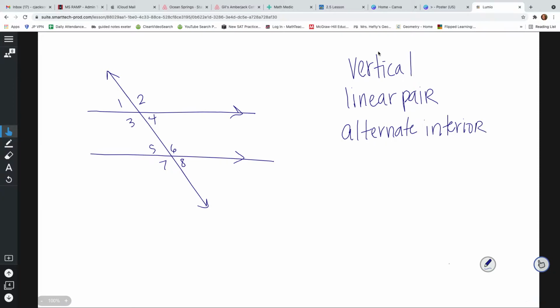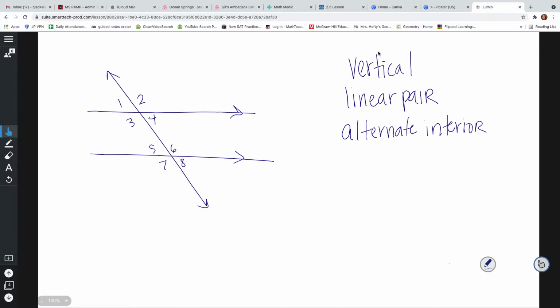So what does alternate mean? Like when I look up here, okay, different, right? Not the same, but different. And interior means what? Inside. So if I'm looking at this picture and I wanted to find alternate interior angles, give me an example. 5 and 4. 5 and 4 are alternate because they're on opposite sides of the transversal, and they're inside.